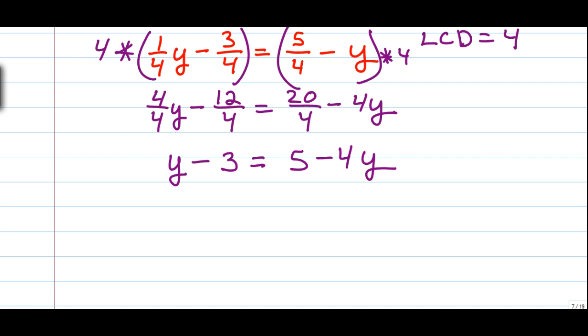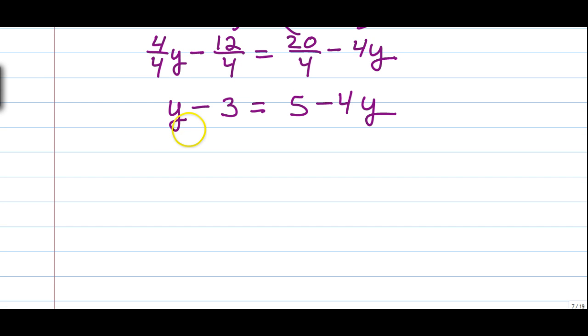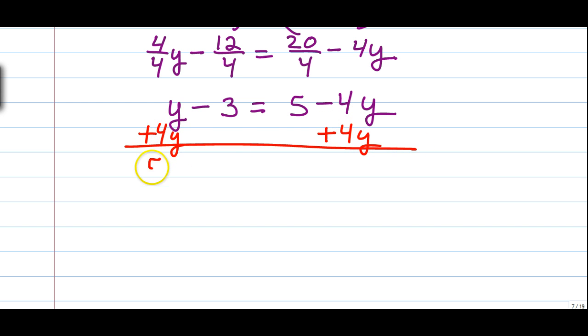Next, we want to move one of our terms. If we look at the terms involving our variables, if we move the negative 4y to the other side, it will result in a term with a positive value. So we're going to add a 4y to both sides, plus 4y. This results in a positive 5y minus 3 equals 5.